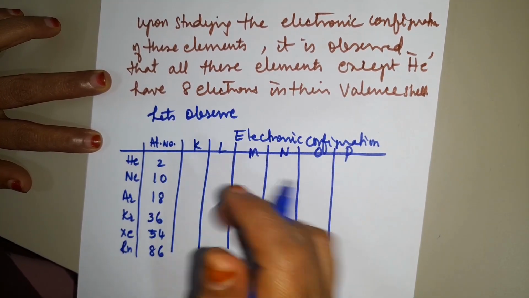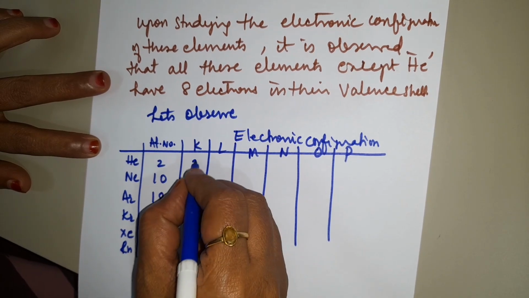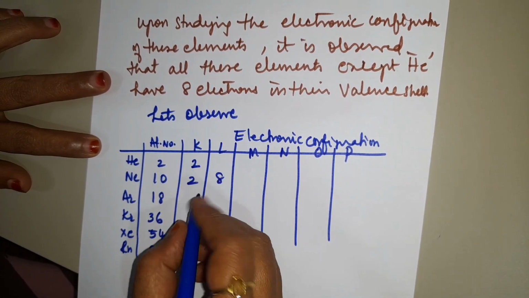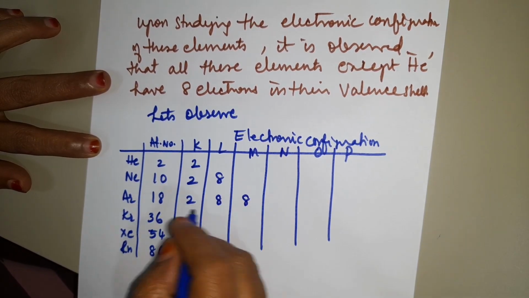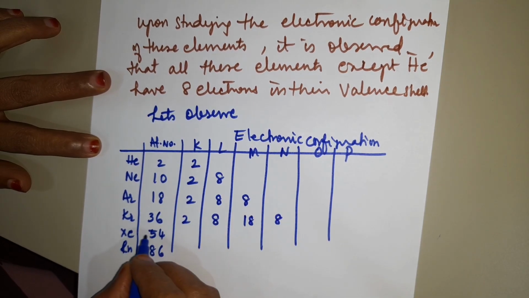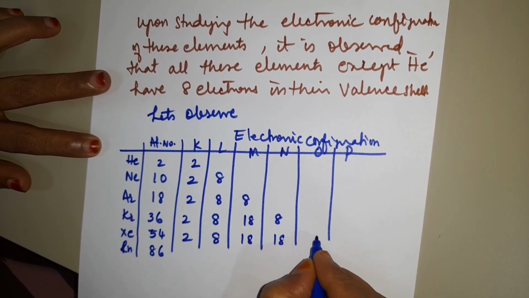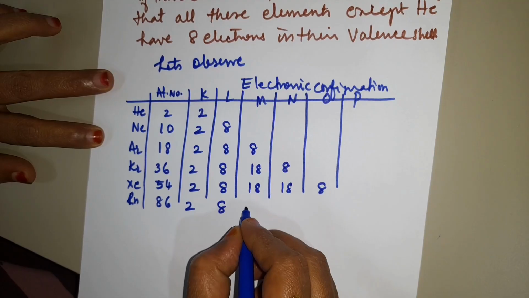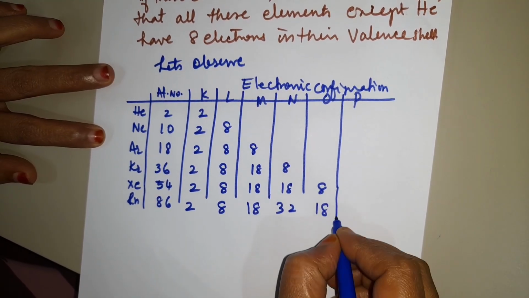These are the various shells in which these electrons will be distributed. Helium 2, so 2 in the K shell. Neon 10, 2, 8. Argon 18, how do we distribute? 2, 8 and 8. Krypton 36: 2, 8, 18, 8. If it is 54, 2, 8, 18, 18, 8. And if it is 86, 2, 8, 18, 32, 18 and 8.